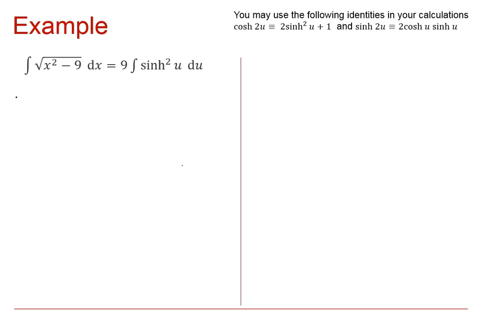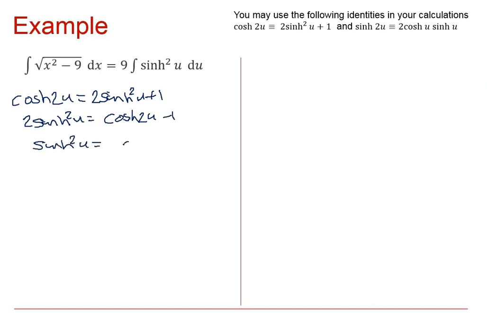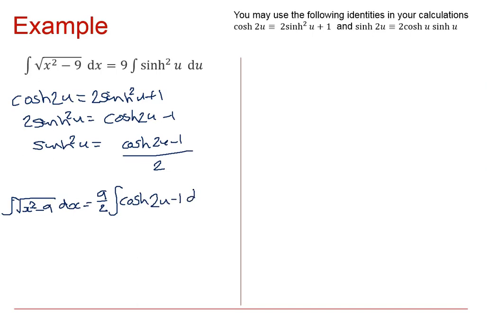Okay, so we're now going to continue with this example. Now we know that cosh 2u is equal to 2 sinh squared u plus 1. We can't integrate sinh squared u, so we're going to need to rewrite it in terms of cosh 2u. So 2 sinh squared u is equal to cosh 2u minus 1. So sinh squared u is equal to cosh 2u minus 1 all over 2. So this integral of the square root of x squared minus 9 with respect to x becomes 9 over 2 times the integral of cosh 2u minus 1 with respect to u. Now we have something that we can actually integrate.